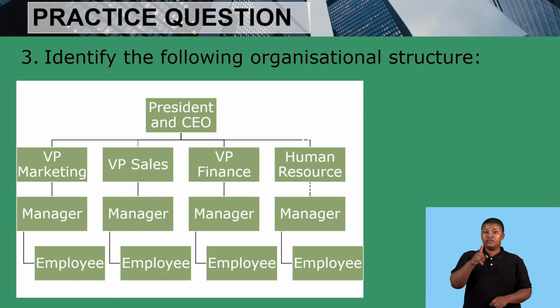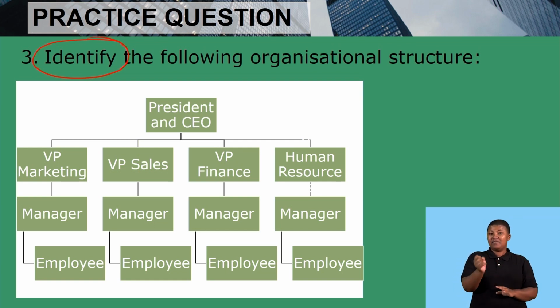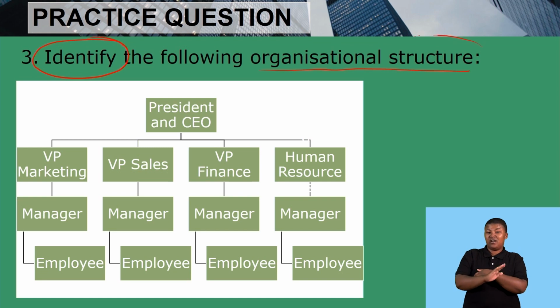Let's move on. Question 3 then. Question 3 asks, identify. So identify is also a variation on naming, but we have to look at a scenario, in this case, the illustration that is given to us. Identify the following organizational structure.